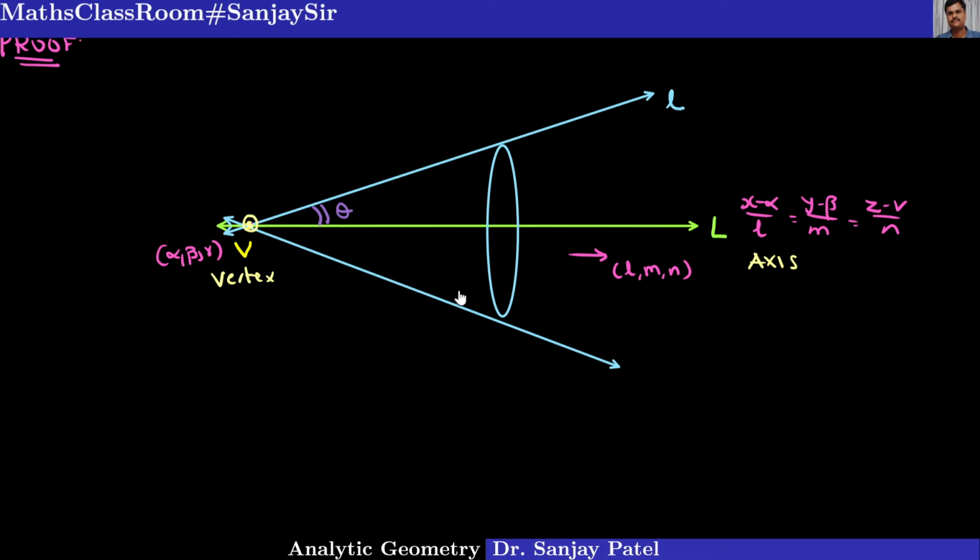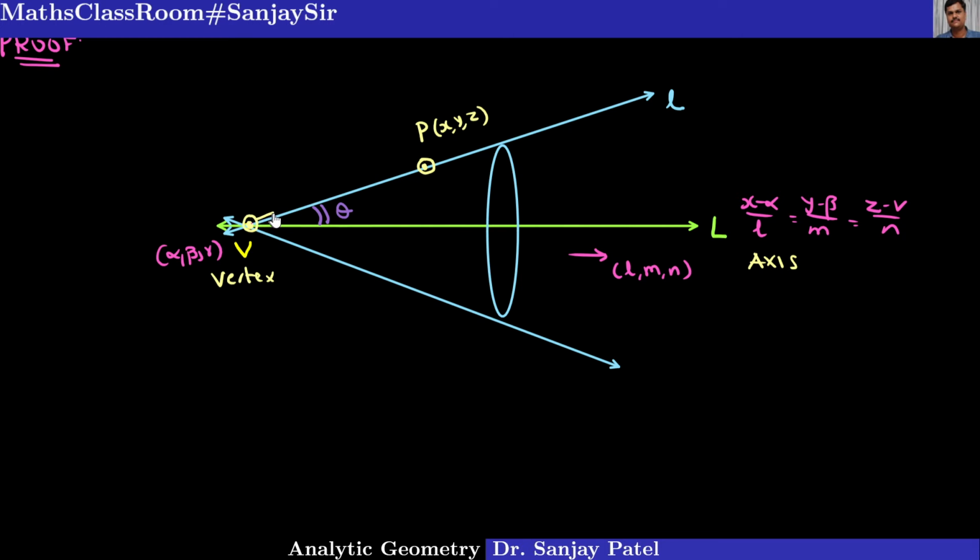Okay, I want to obtain the equation of the right circular cone. So what I will do is start with an arbitrary point on this cone. Let P be any point on the cone whose coordinates are x, y, z, which are variable. Since P is on the cone, it lies on some generator of the cone. And we know that every generator passes through the vertex. So the point P lies on the generator VP.